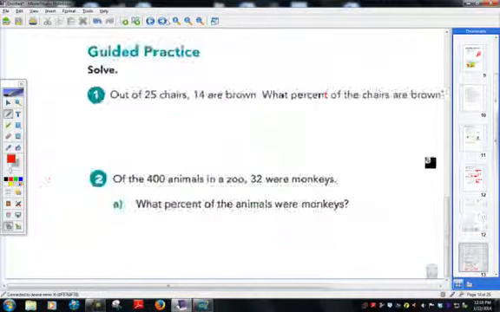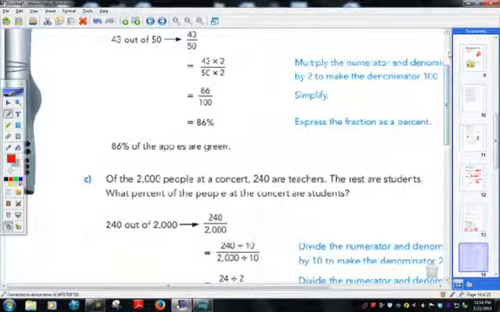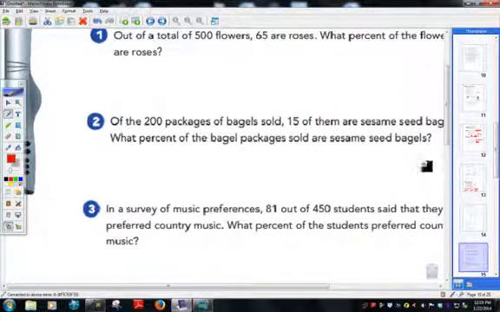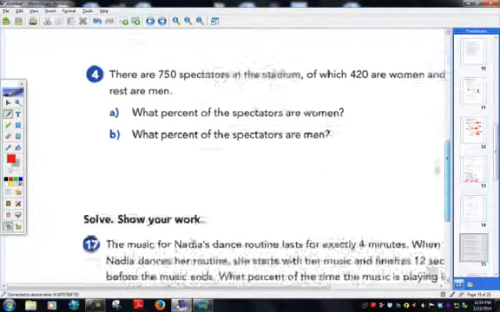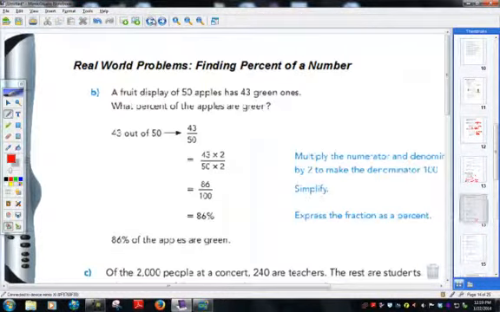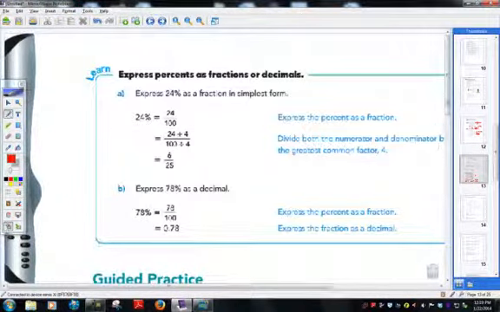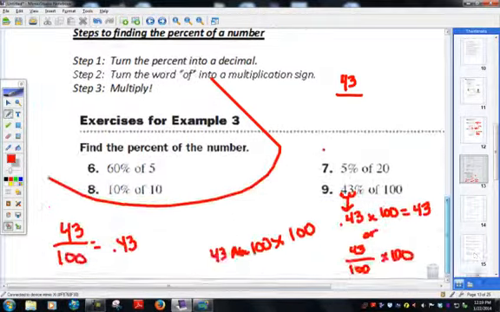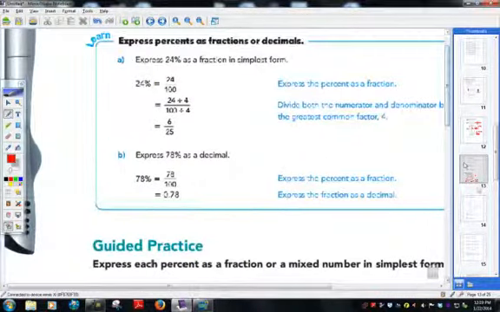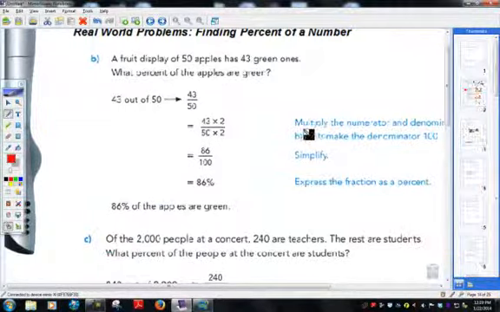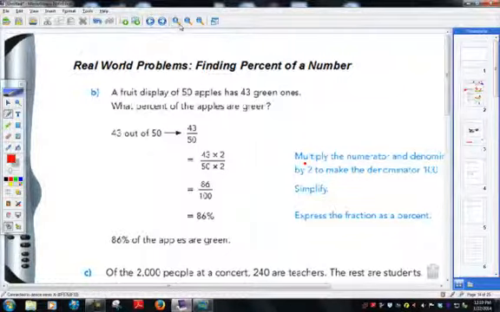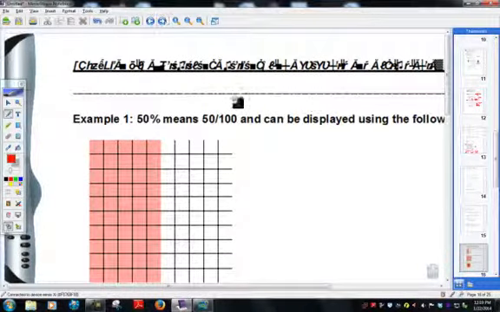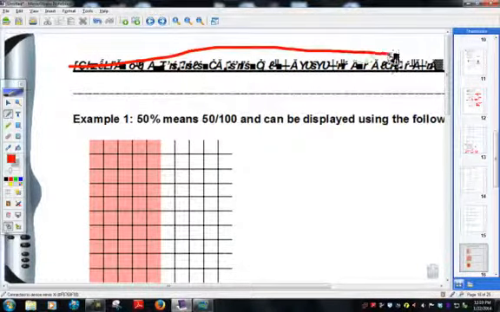Okay, learning target 4. Let's see, I skipped a page here or something. Okay, one second. There's learning target 3. There's learning target 4. These are some real world problems. Let's go on to the next page. Here we go. Here's learning target 4. I know you can't read it. I'm sorry. It just says I can model what a percent means.